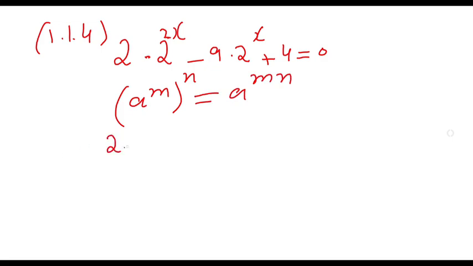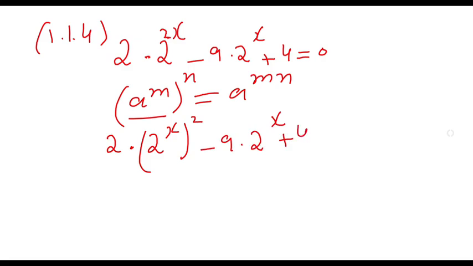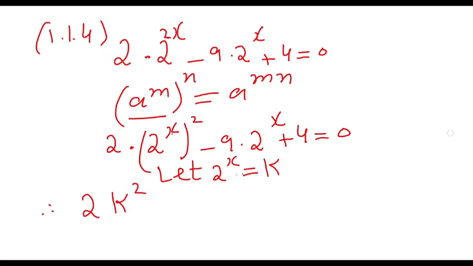So it's going to be 2 multiplied by (2 to the power x) to the power 2. We're using this law here. Minus 9 multiplied by 2 to the power x plus 4 is equal to 0. Now let 2 to the power x be equal to k. So therefore, this is going to be 2k squared, because 2 to the power x is k, minus 9k plus 4 is equal to 0. Now we're going to solve this trinomial.